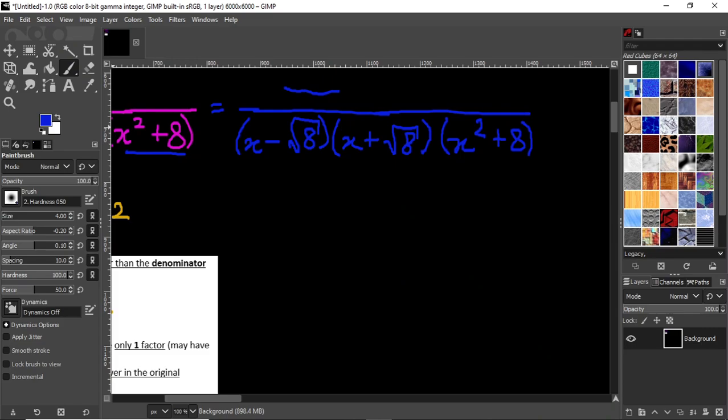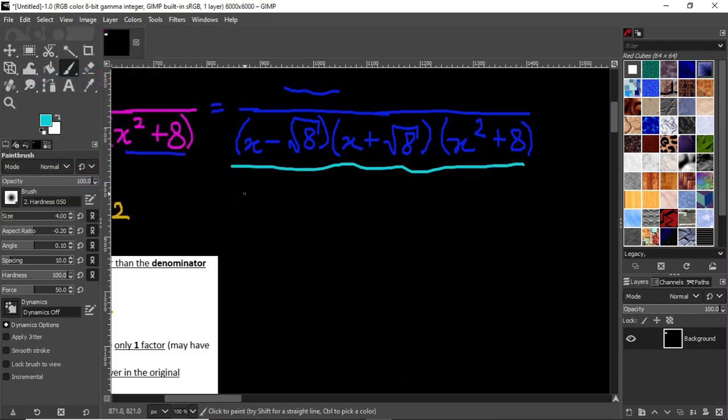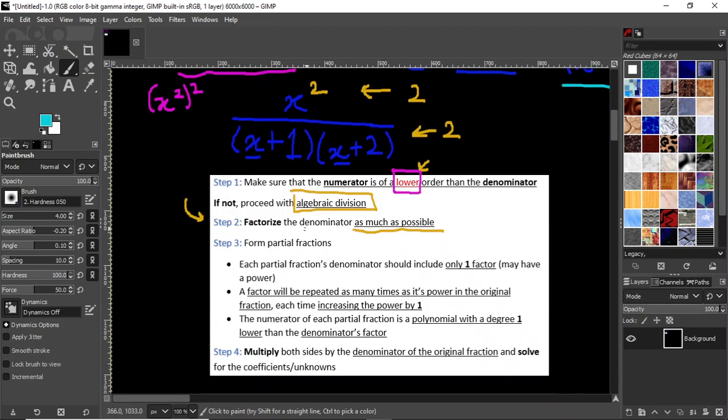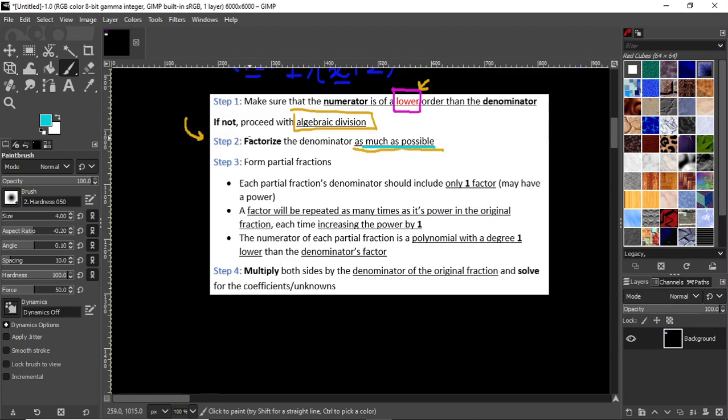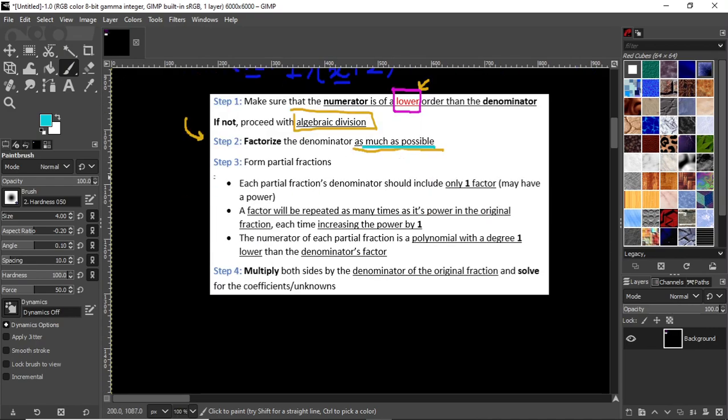And so this is as much as we can factorize this denominator. And yeah, that's what we need to do. We need to factorize it as much as possible, all right. So always need to be very careful about all the factors, if any of them can be factorized even more, all right. So step 3, moving on to step 3, form the partial fractions basically.